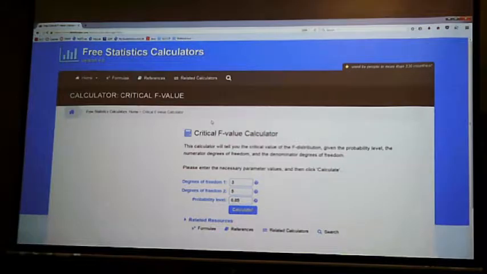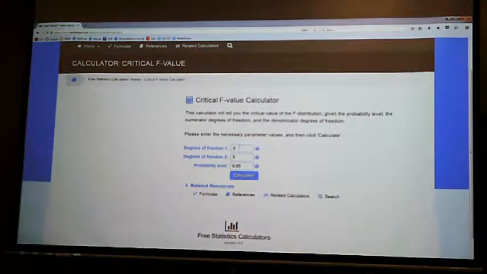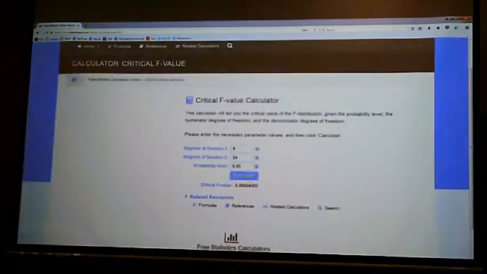And then whenever we're figuring out F values or critical F values, it's always based on D1 or degrees of freedom 1 and D2 or degrees of freedom 2, and then your significance level. So the first one, just for example, asks us, find the critical F value when D1 is 9 and D2 is 24 and the significance level is 0.05. So just type those in and calculate. And that would have a critical F value of 2.300.